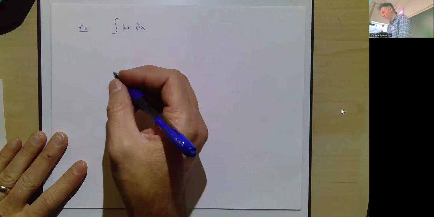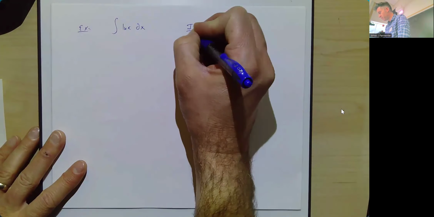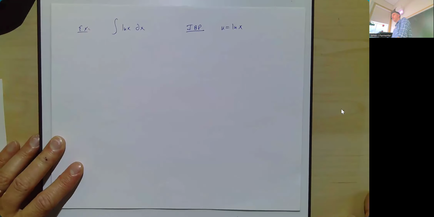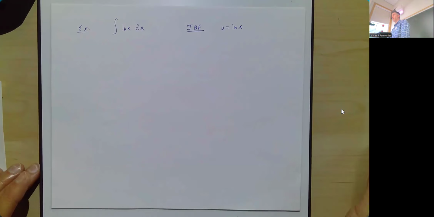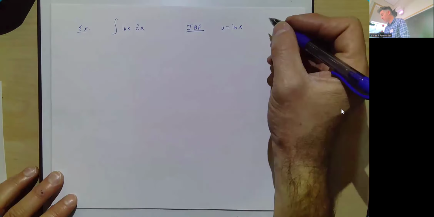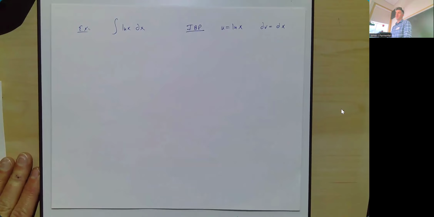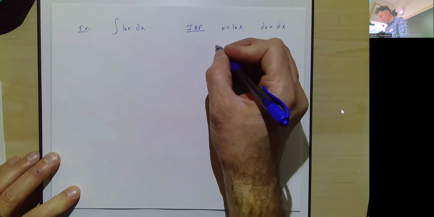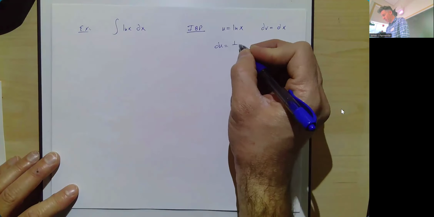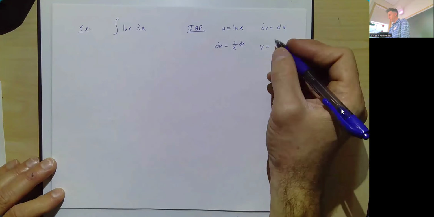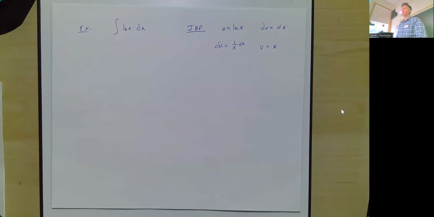Your choice for u is going to be the natural log of x. And your choice for dv is technically a power of x. It's x to the 0, whatever's left. Your dv is just dx, or 1 times dx, or x to the 0 times dx if you like. And then we fill in the rest. Your du is the derivative of the natural log of x, which is 1 over x, times dx. And your v, the antiderivative of 1, is just x.